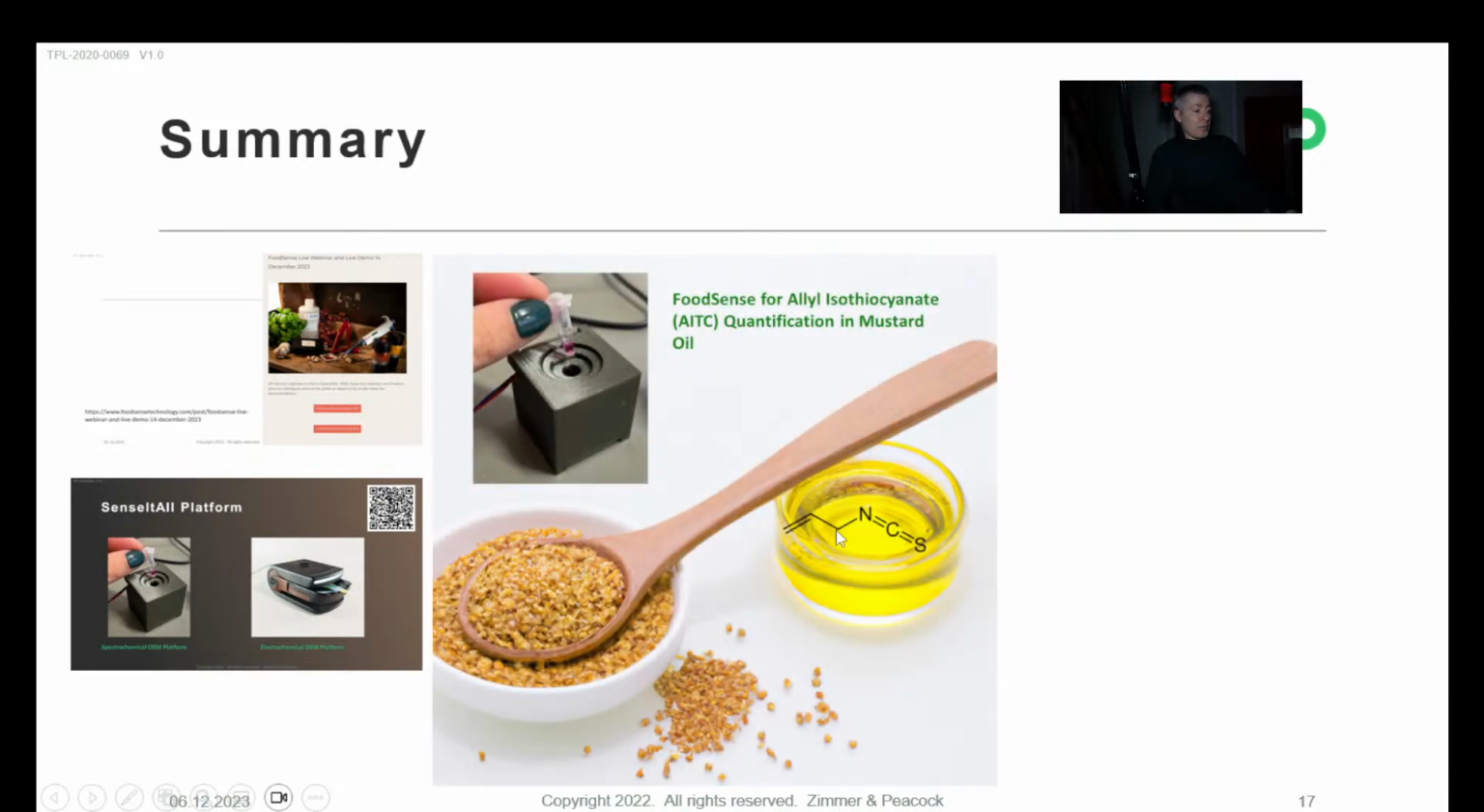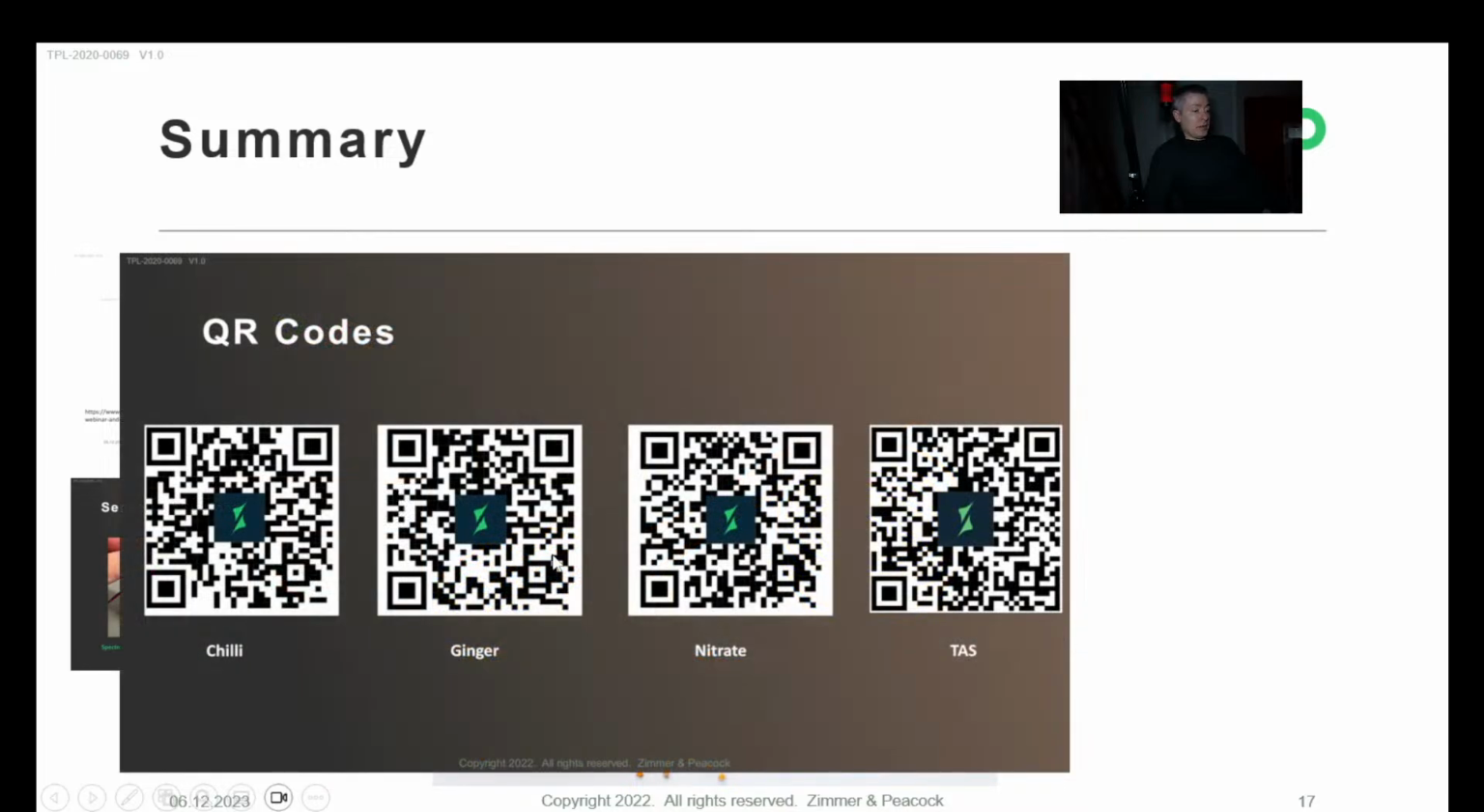The molecule allyl isothiocyanate is applicable to our platform, but the applications that we have today on the FoodSense platform are chili, ginger, nitrate, and TAS. So at this moment, if you download the app, you won't find an allyl isothiocyanate app or QR code, because we haven't put it on there.